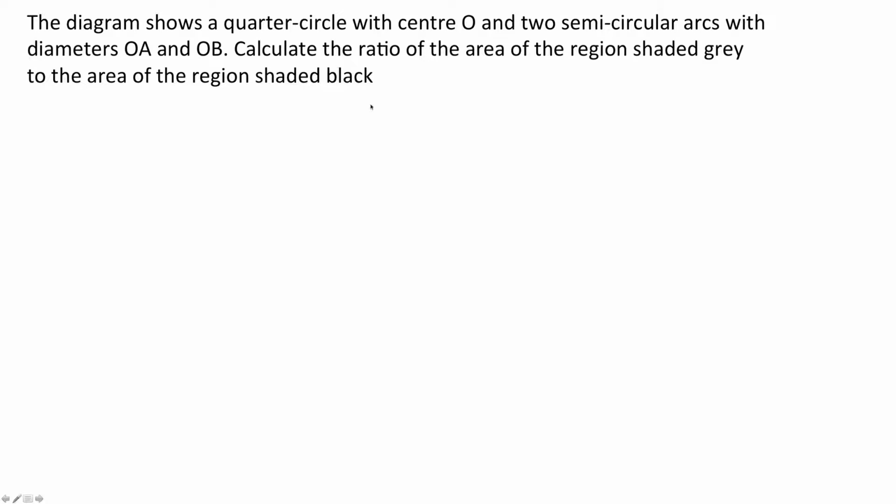The diagram shows a quarter circle with center O and semicircle arcs with diameters OA and OB. So this is a diagram in which there is a quarter circle with the center O, and there are 2 semicircles with the diameters OA and OB. These are the 2 semicircles. Now the objective is to calculate the ratio of the area of the region shaded gray to the area of the region shaded black. You need to find the ratio of the area shaded gray to the area shaded black.